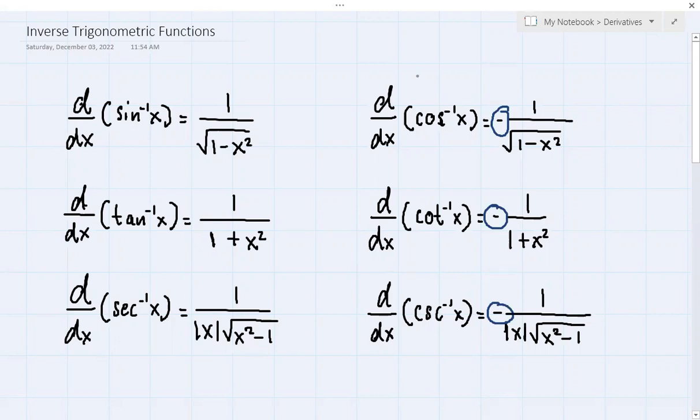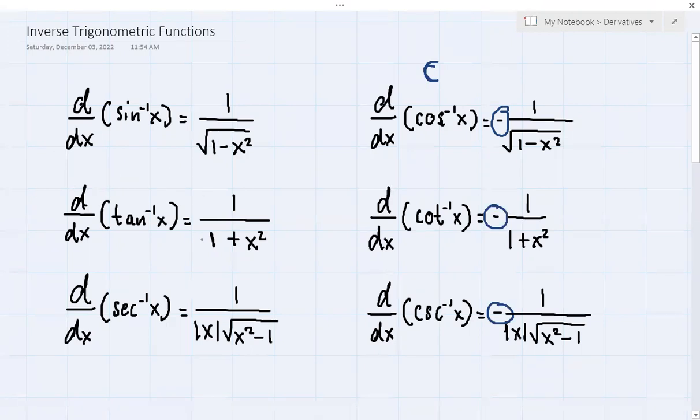So basically, kapag may nakita kang C, okay, cosine, cotangent, at cosecant, at saka naka-inverse trigonometric function to, expect mo na negative yung resulta. Okay? Negative resulta nito. Alright? So if we have arc sine, so positive 1 all over square root of 1 minus x squared. So kapag merong cosine, negative naman siya. Negative 1 all over the square root of 1 minus x squared.